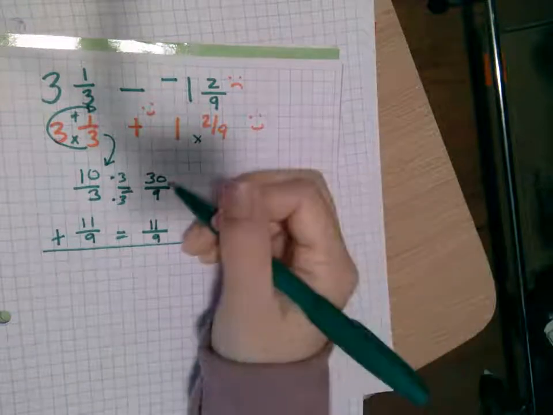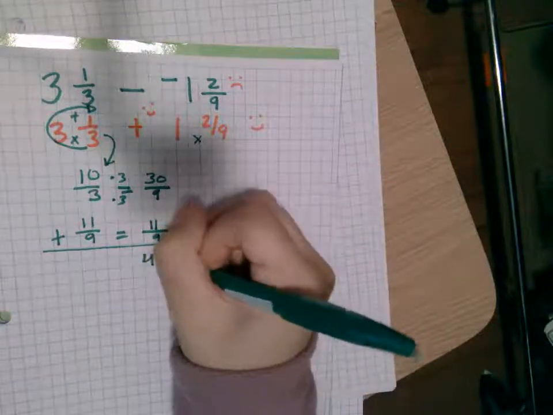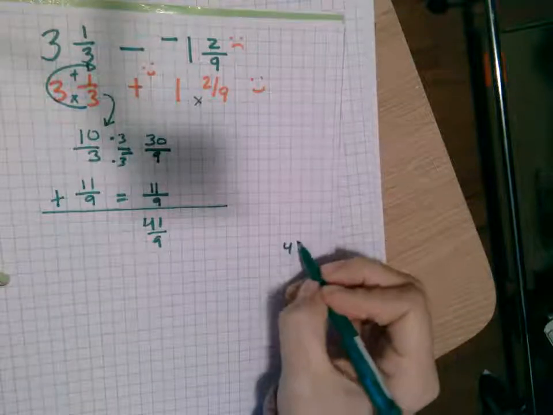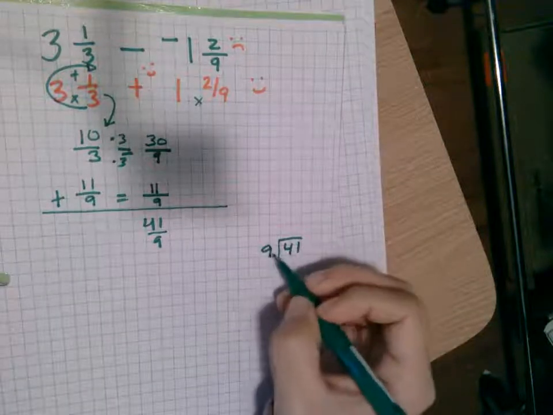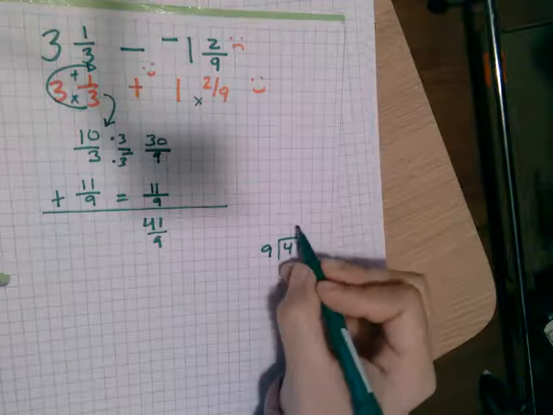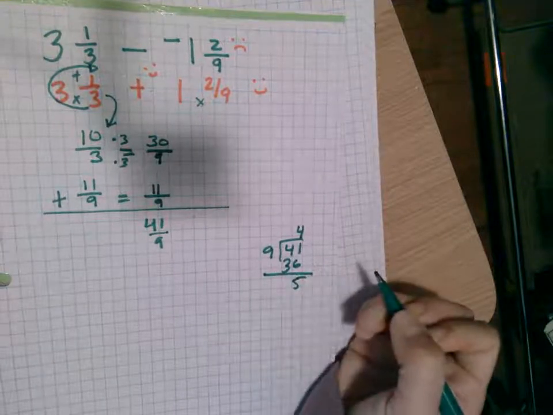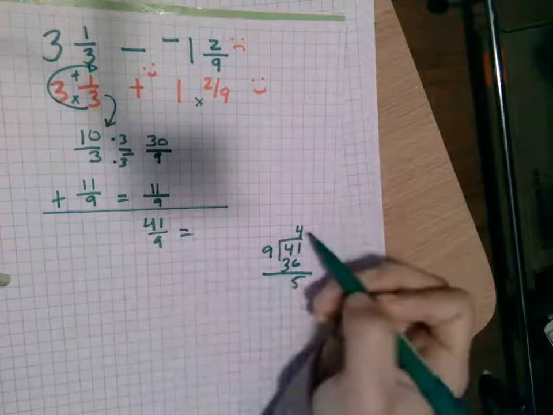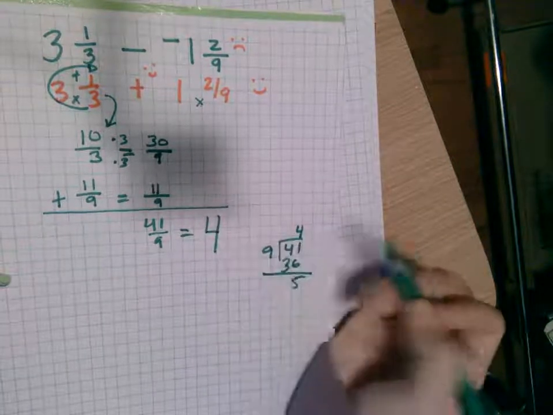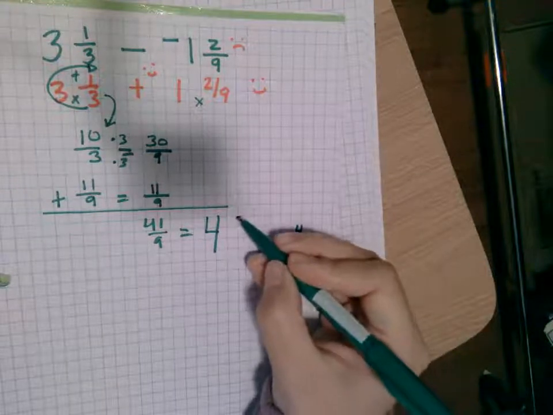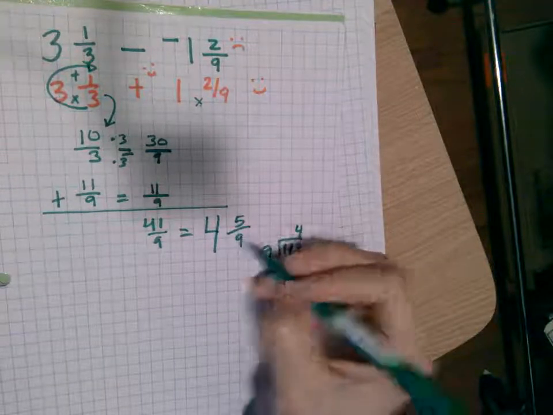I get 41 over 9. That's called an improper fraction. We turn it into mixed numbers. 9 goes into 41 4 times. That gives me 36. Remainder 5. So this top number is your big whole number. This remainder is your numerator, and your denominator stays exactly the same.